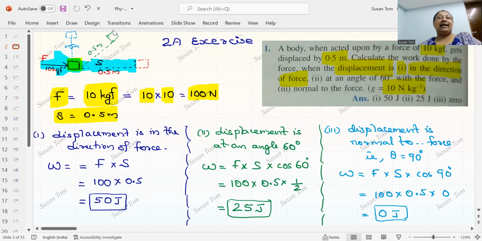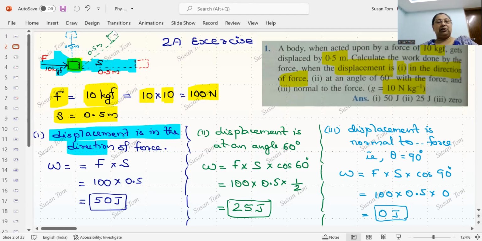So we have an angle of 0 degree between the direction of force and the direction of displacement. So in the first part, displacement is in the direction of force, and we have W is equal to F into S. The expression we will use is F into S only. The theta component we will not take. So 100 into 0.5, you get 50 joules.